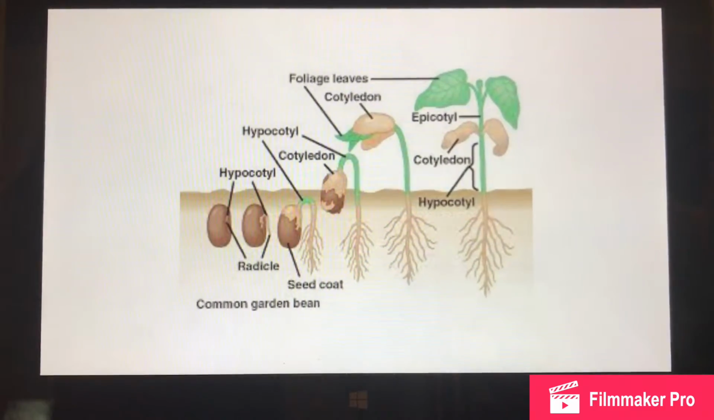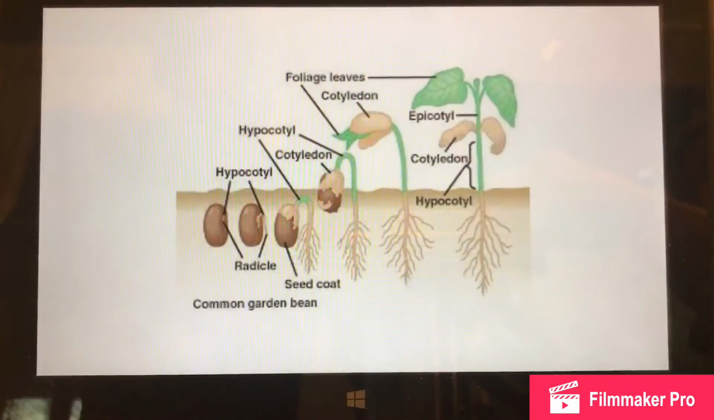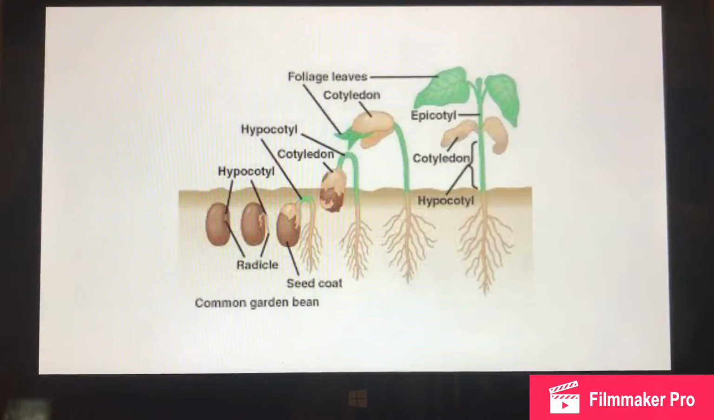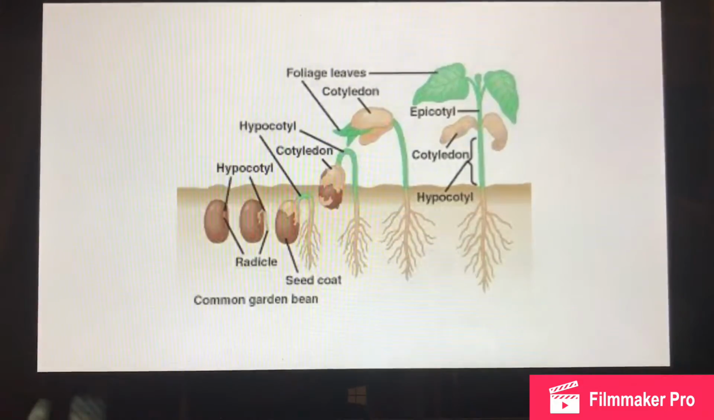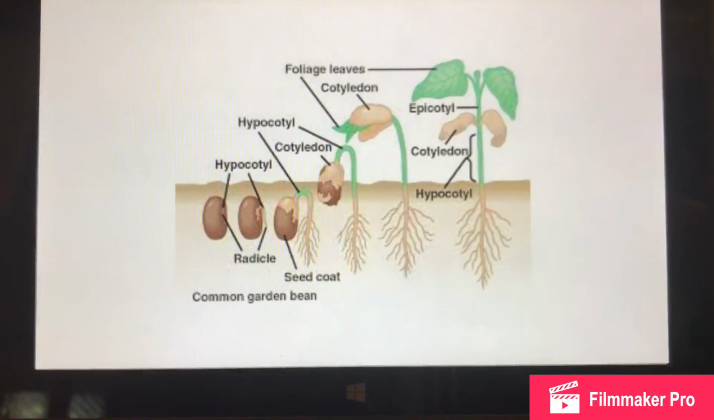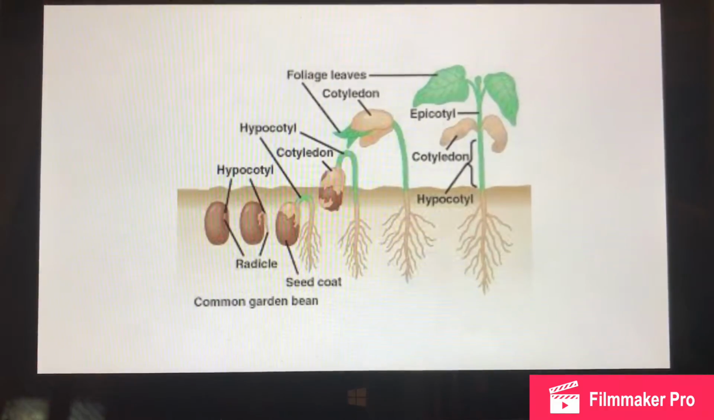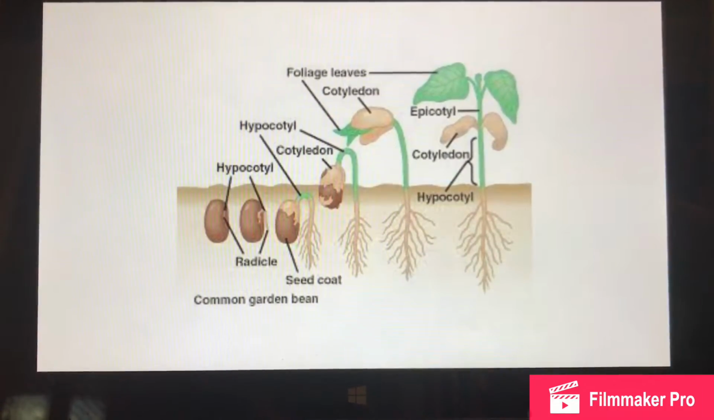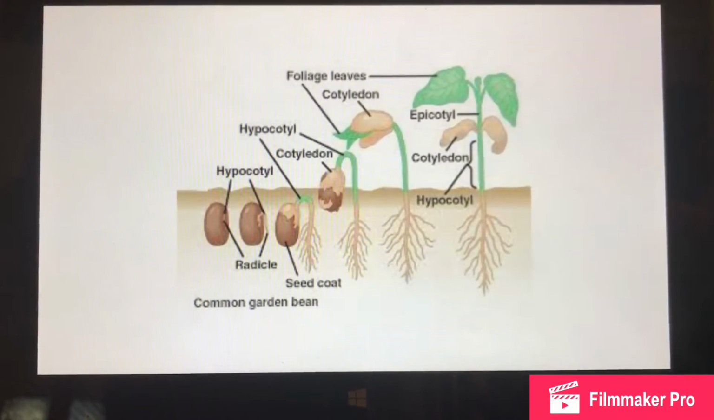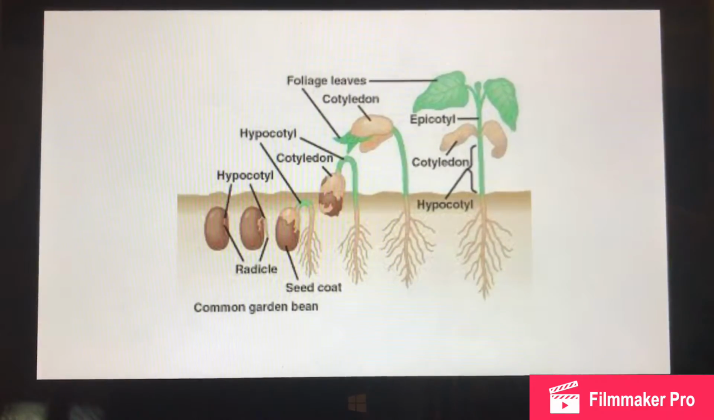Have you ever wondered how a seed grows into a plant? Well, that's called seed germination. Seed germination depends on both internal and external conditions. The most important external factors include the right temperature, the right amount of water and oxygen, and sometimes it depends on light or darkness. It varies depending on the species of plant.